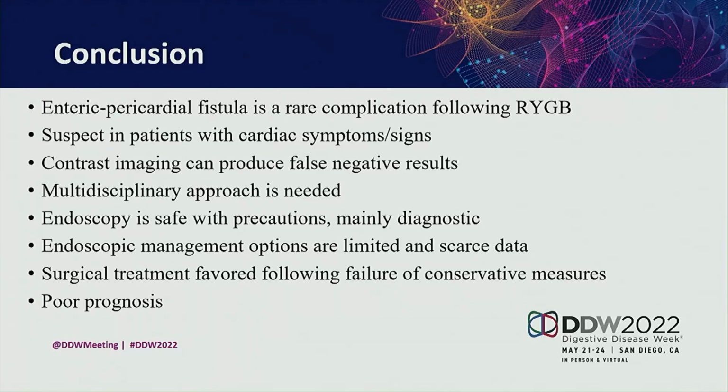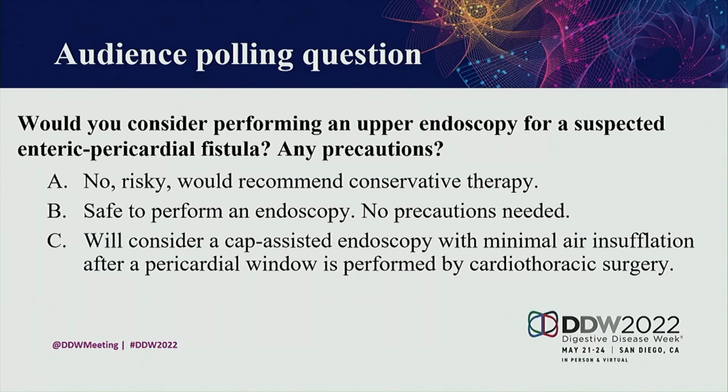So we are concluding the following. Enteric pericardial fistula is a rare complication following Roux-en-Y gastric bypass. Always suspect it in patients presenting with cardiac symptoms or signs. Contrast imaging can produce false negative results. A multidisciplinary approach is always needed. Endoscopy is safe with precautions, and its role is mainly diagnostic rather than therapeutic. Endoscopic management options are limited, with scarce data in the literature. Surgical treatment is favored following failure of conservative measures. The prognosis is poor.